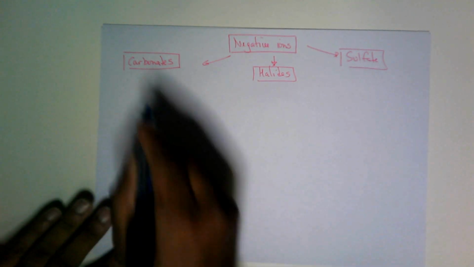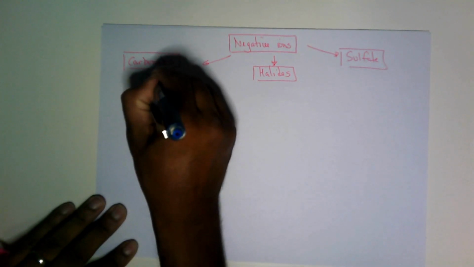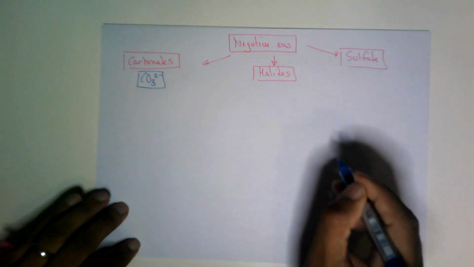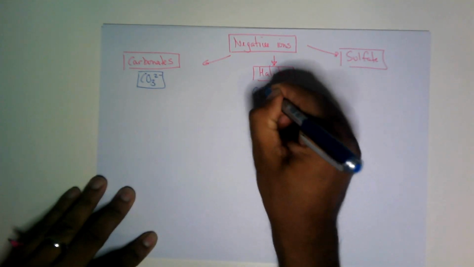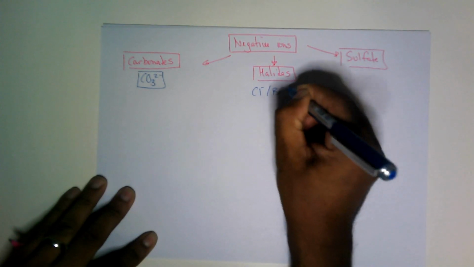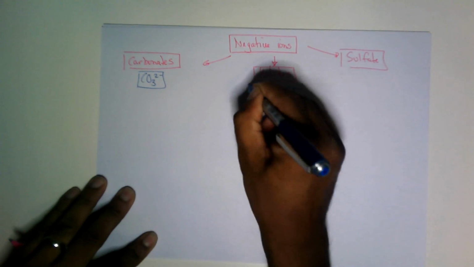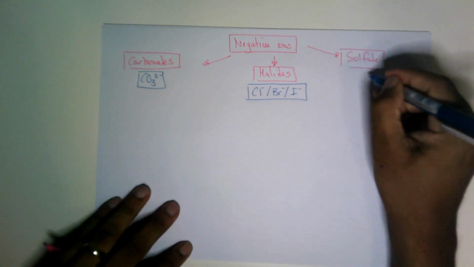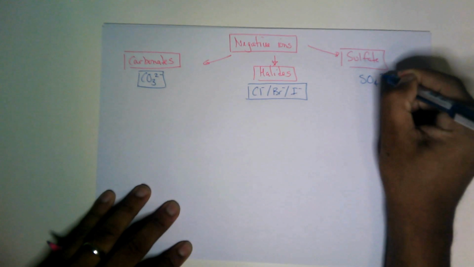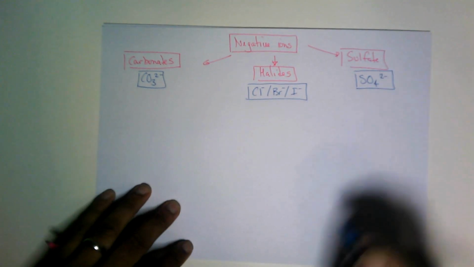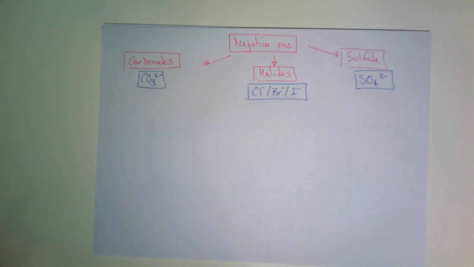Now, carbonate is CO3 2 minus. Halides, we're talking about chloride, bromide, or iodide ions. And sulfate is SO4 2 minus ion. Okay, now the first one is relatively straightforward, the test for carbonates.